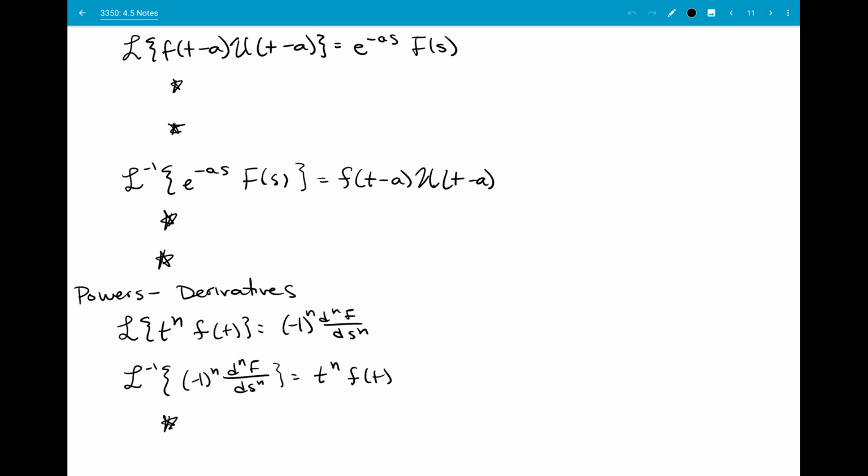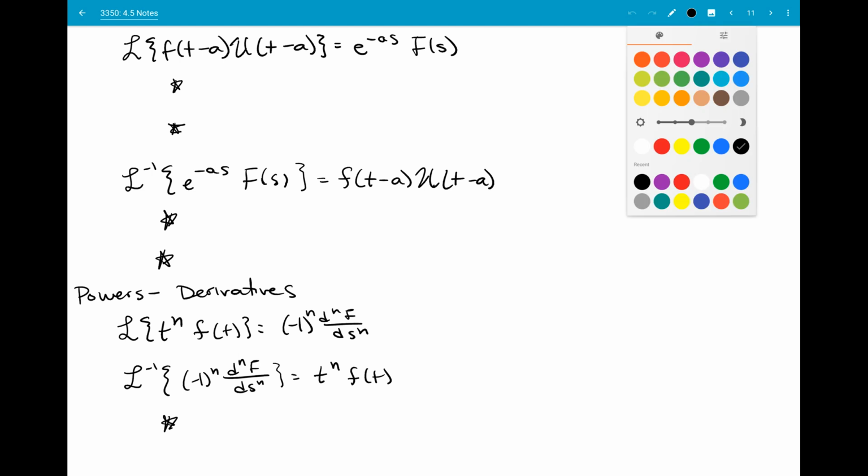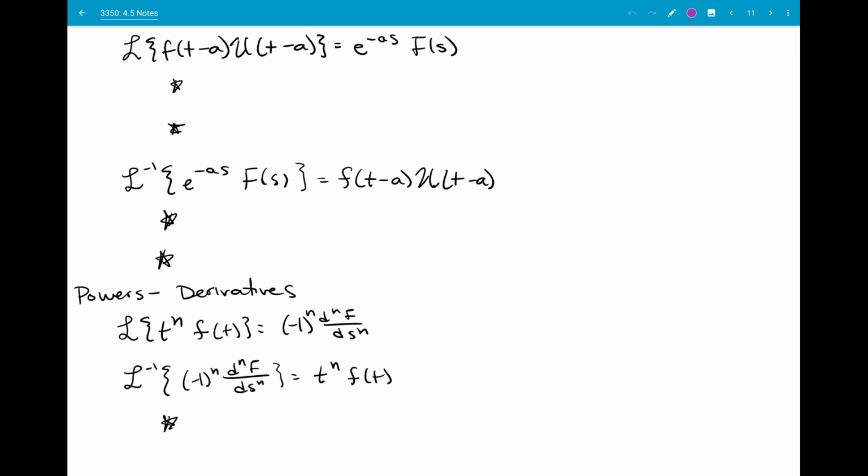After we did those two translation properties, we did the piecewise translation property. So the forward direction, L of f of t minus a times u of t minus a equals e to the minus as F of s. That one comes up when you have piecewise functions f.